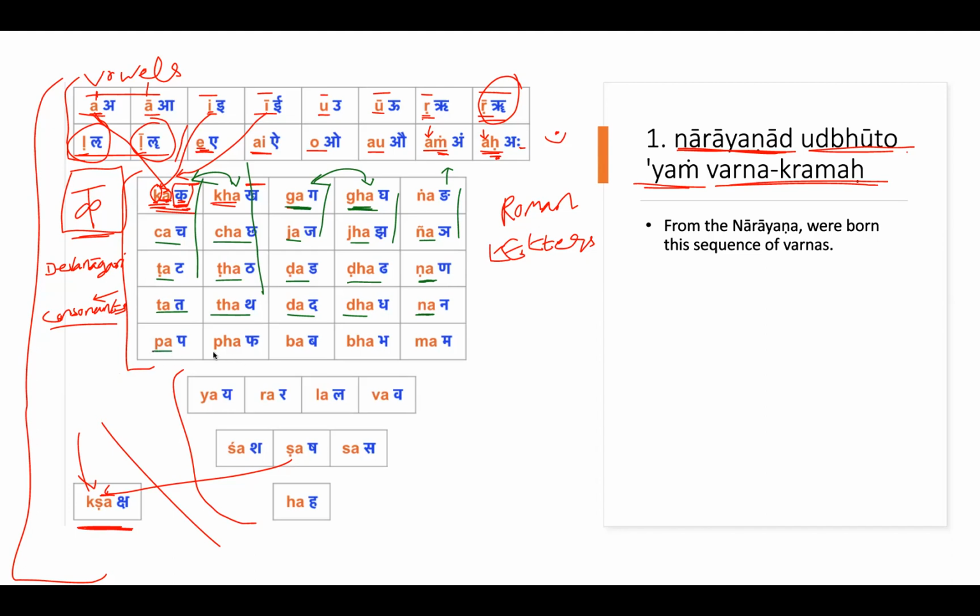This is pa, and this is pha. In Hindi, you would say this as fa, but in Sanskrit, it is not fa, it is pha. This is pa, and pha with air blown. Okay. This is ba. This is bha, with air blown, with sound. Ma. Ya, ra, la, va. Here also you have added the a sound everywhere from the vowels. Okay. Sha, sha, sa, ha.